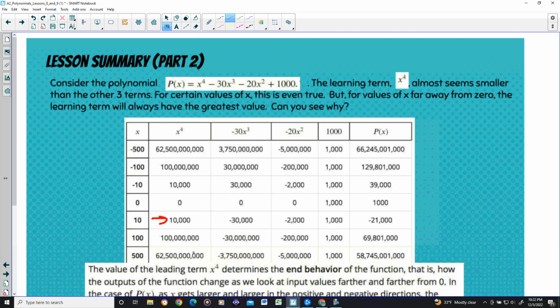So even though you have some negative numbers here, like negative 20x squared is a negative number, the fact that it's only negative 5 million means it's not going to affect the end value so much. Same thing down here. If you look at 500, yes, those are negative, doesn't matter. X to the fourth is so huge that it's what dominates the discussion. That's why when we look at end behavior, we only care about the leading term. We don't need to worry about what's happening with the rest of them.